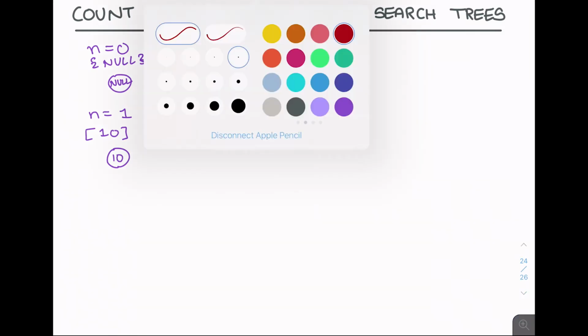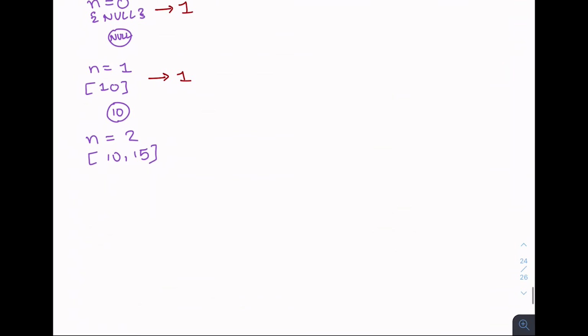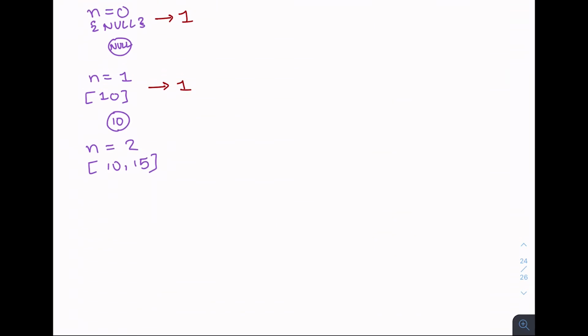So the number of unique binary search trees when you have either 0 or 1 nodes is just 1 in each case. Things become a little bit more interesting when n is equal to 2. Let's say the nodes that you have now are 10 and 15. How many possible BSTs can you build with these nodes? Now you have 2 options. You can have a BST rooted at the node 10, or you can have a BST rooted at the node 15. Exploring both these options, you'll get something like this.